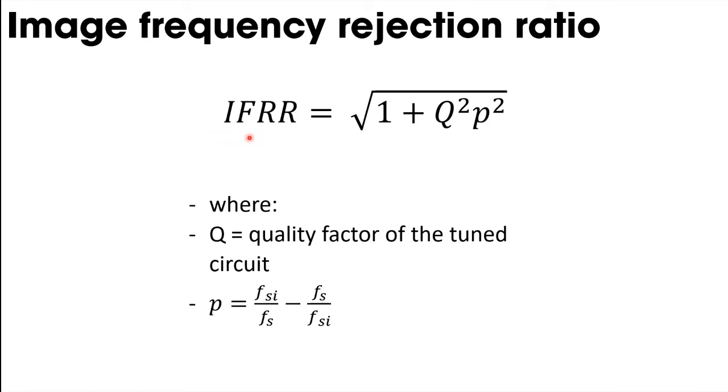It states that the image frequency rejection ratio is equal to the square root of 1 plus the square of our quality factor times the square of rho, wherein rho is equal to the ratio of the image frequency to the signal frequency minus the ratio of the signal frequency to the image frequency.